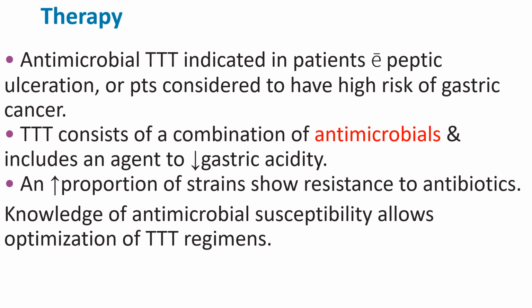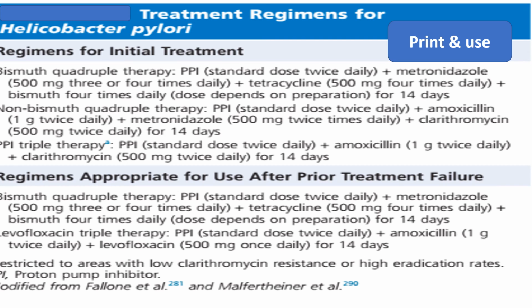Therapy: antimicrobial treatment is indicated in patients with peptic ulceration or patients considered to have high risk of gastric cancer. Treatment consists of a combination of antimicrobials and includes an agent to decrease gastric acidity. An increased proportion of strains show resistance to antibiotics. Knowledge of antimicrobial susceptibility allows optimization of treatment regimens.